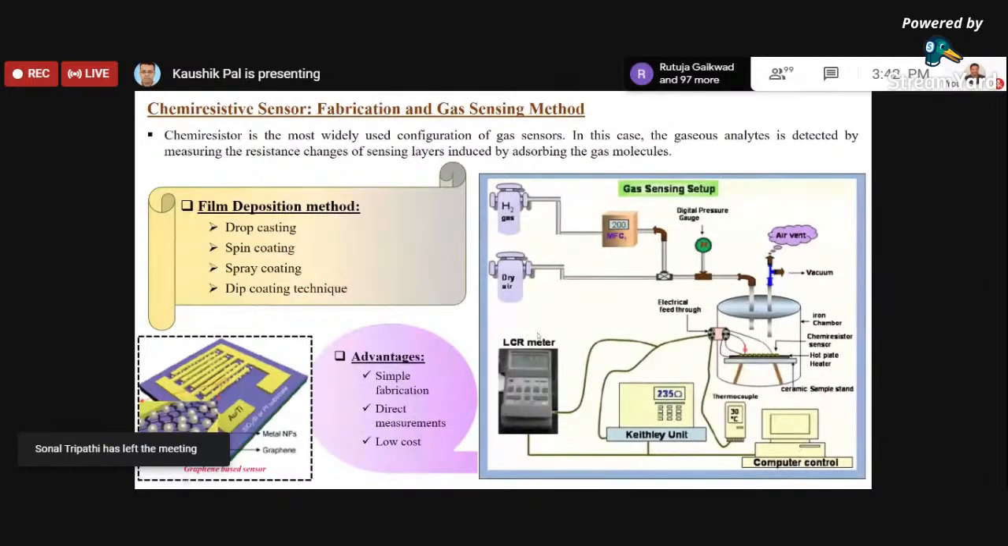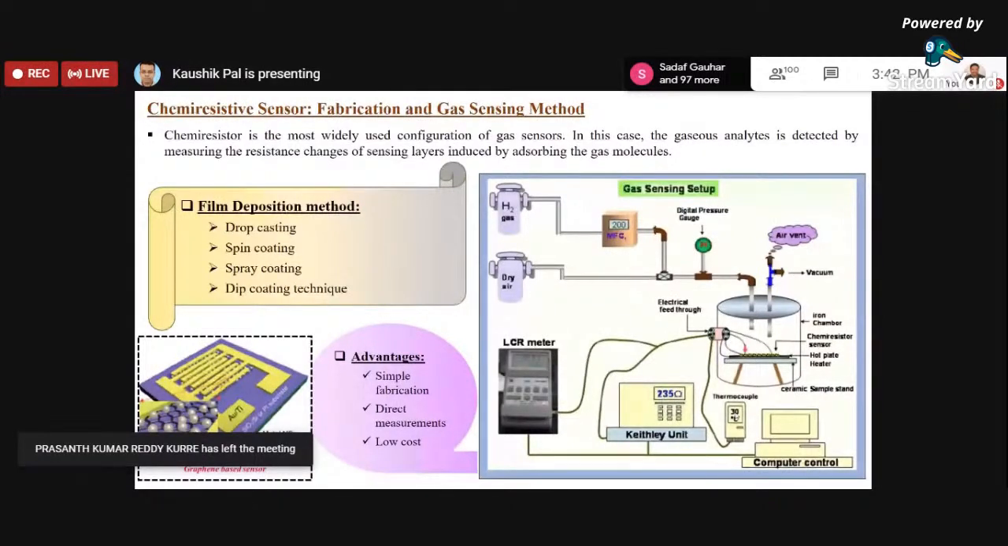Now we have the computer control, so the data will come directly to the computer, and you can see how your resistance is changing with the temperature, with the time, or at vacuum, with different flow rates of the hydrogen gas, or different quantities of the hydrogen gas.